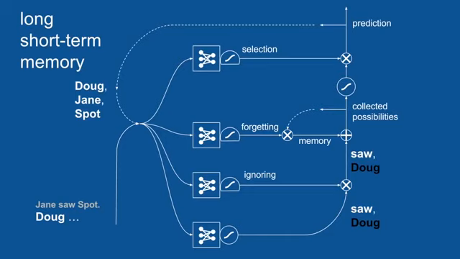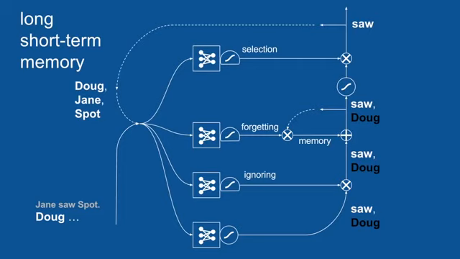So saw and Doug get passed forward. And then the selection mechanism here has learned that when the most recent word was a name, then what comes next is either going to be the word saw or a period. So it blocks any other names from coming out. So the fact that there's a vote for not Doug gets blocked here, and the word saw gets sent out as the prediction for the next time step.